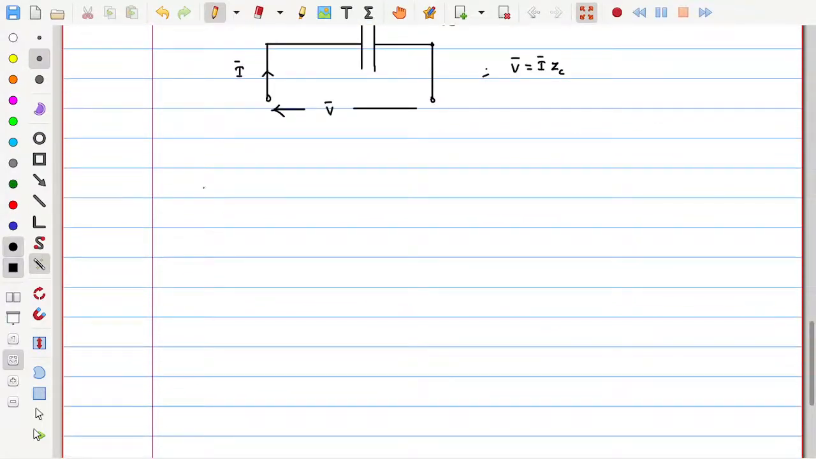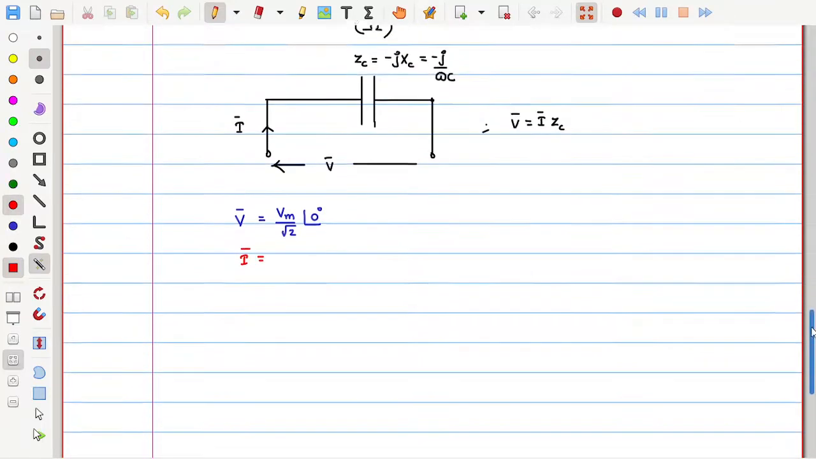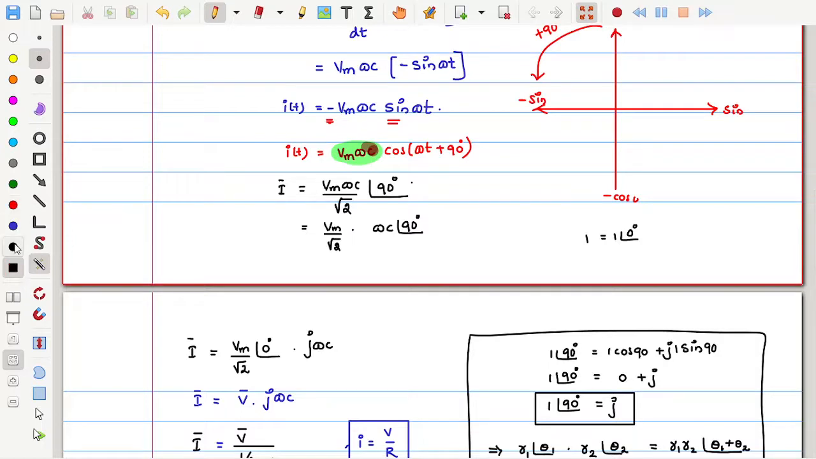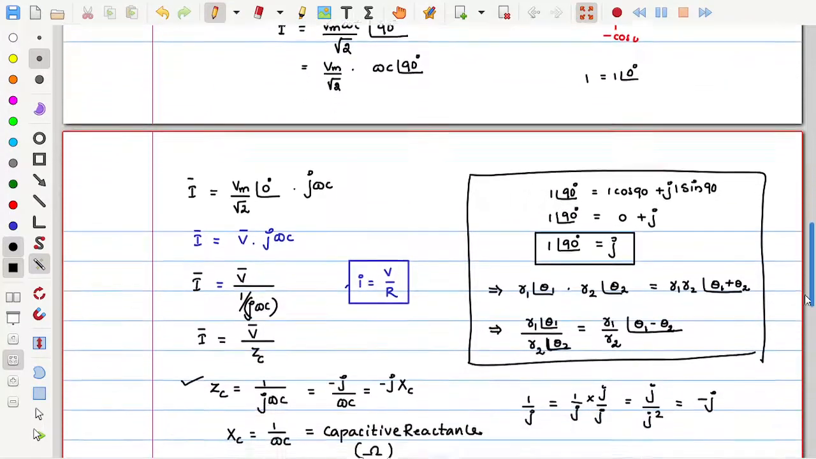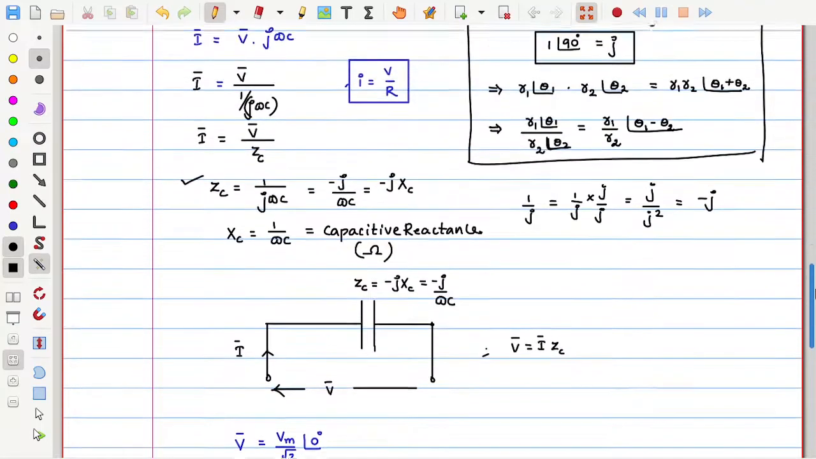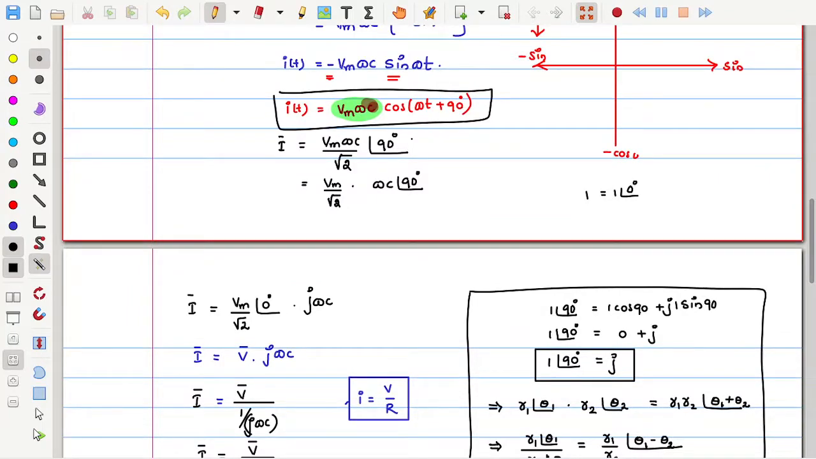The phasor diagram for which, let me put these things together. How much is our voltage? V is equal to Vm by root 2 at an angle 0. How much current do I get? From this expression, I want to write the phasor form. Prior to that, let me bring the current also into phasor form. The expression is Vm omega C cos(omega t plus 90 degrees). Am I correct? Yes. Vm omega C cos(omega t plus 90 degrees).